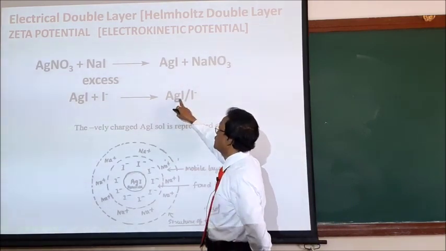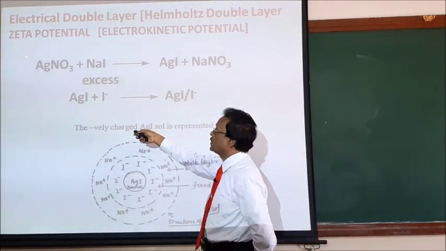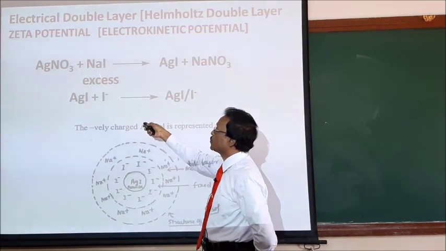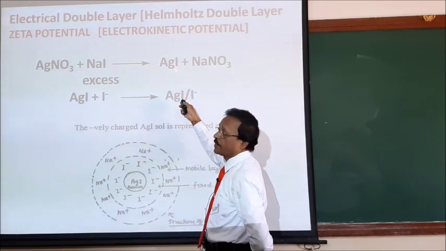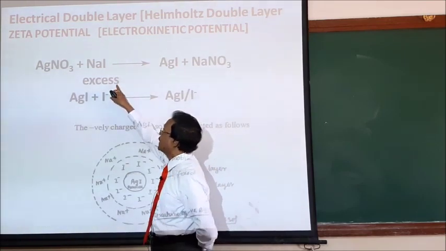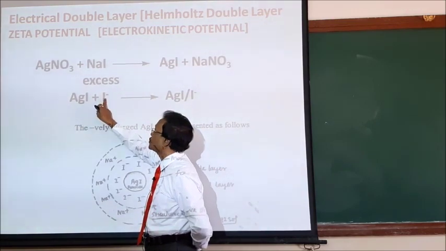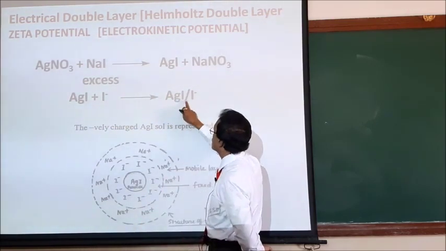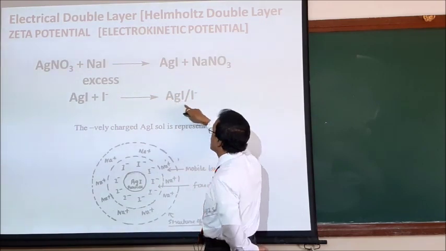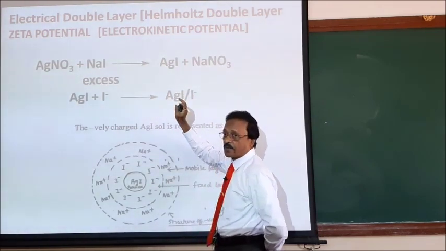I have to prepare AgI sol. I will take AgNO3 and add excess sodium iodide. AgI is formed. Since I used excess NaI, I- ions are in the dispersion medium. AgI adsorbs the common I- ion. Now a negatively charged silver iodide sol is formed.